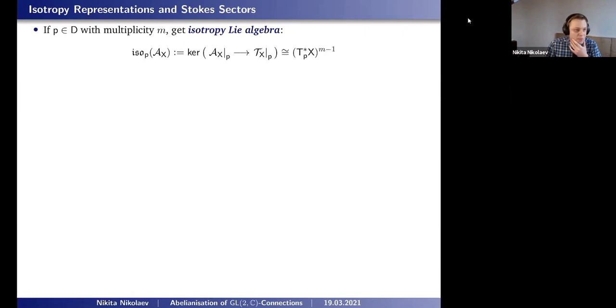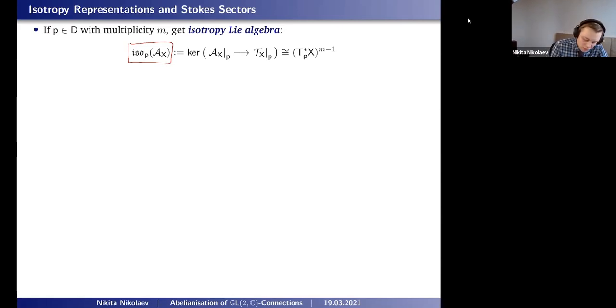So let me look at a point P. It's a pole of multiplicity M. M could be 1, 2, or higher. Then what I can do is look at my Lie algebroid, the anchor A going from the Lie algebroid to the tangent bundle, and I can restrict that map to the point P. So now it's a map of Lie algebras, and I can look at its kernel. By definition, this is called the isotropy Lie algebra.